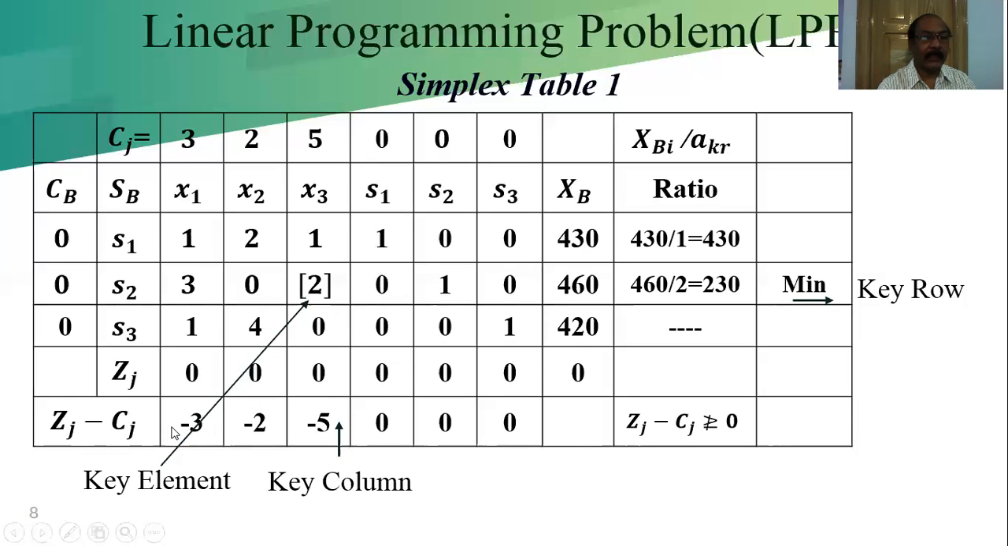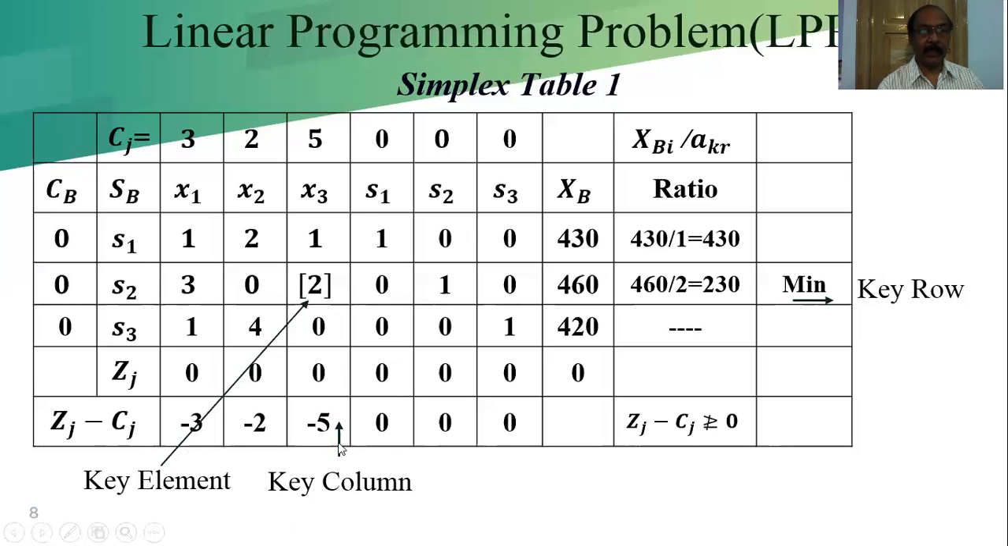After calculating the Zj minus Cj, we have to check whether all are positive or not. If all Zj minus Cj are greater than or equal to 0, then it is the optimum table. But in the first iteration, we found that not all Zj minus Cj are greater than or equal to 0. A few are less than 0. Among those less than 0, which one is the most negative? The most negative is -5.